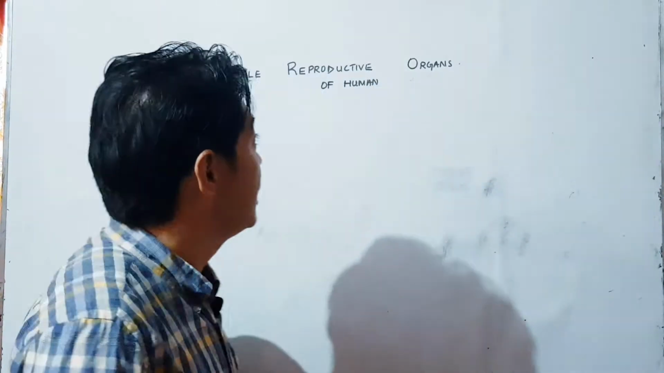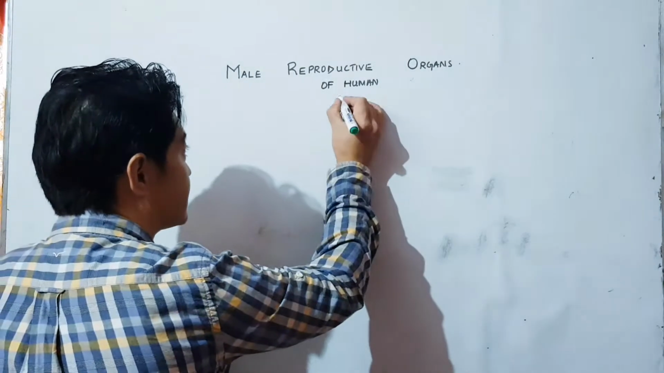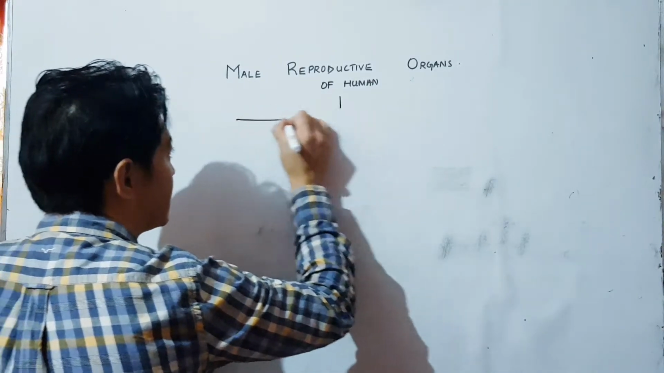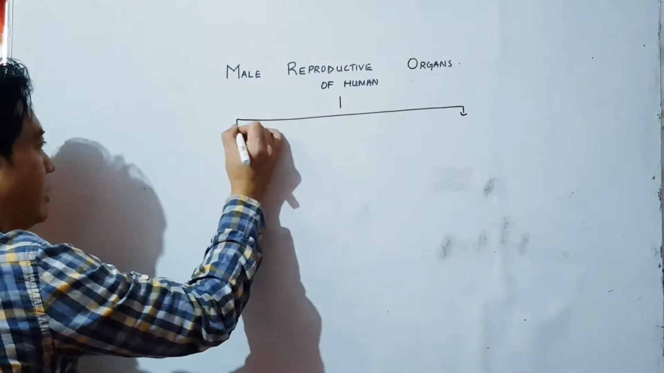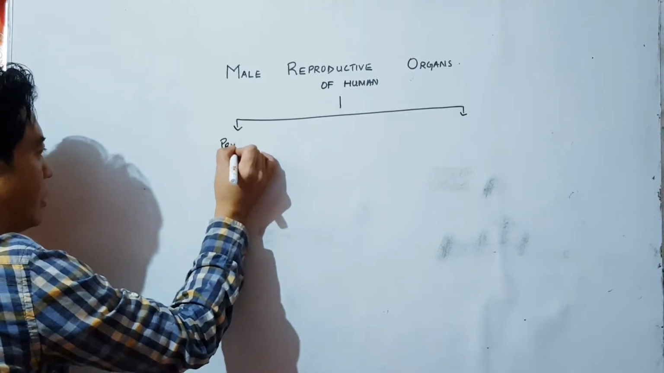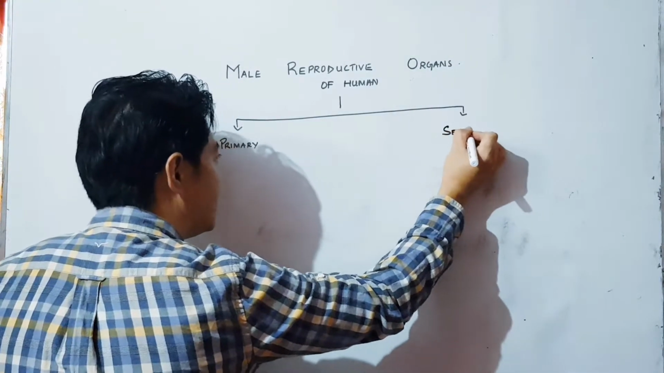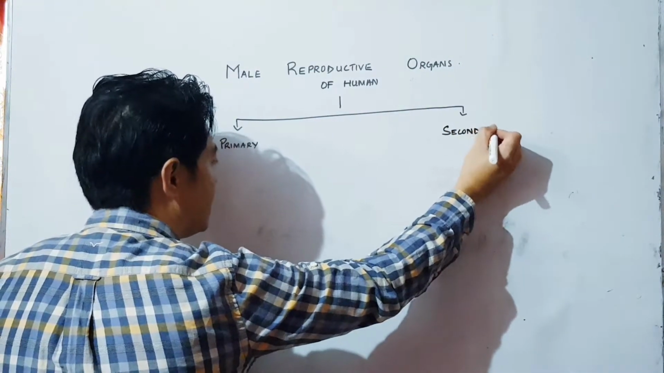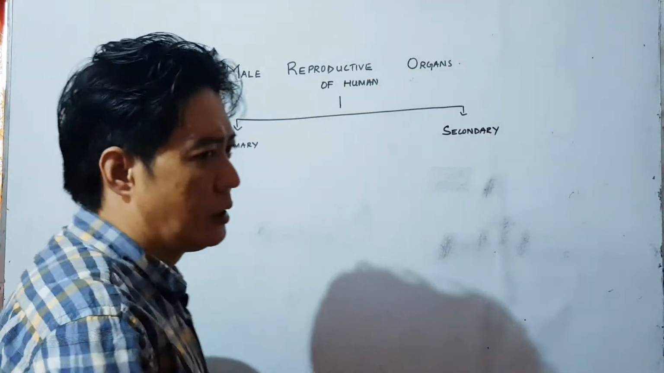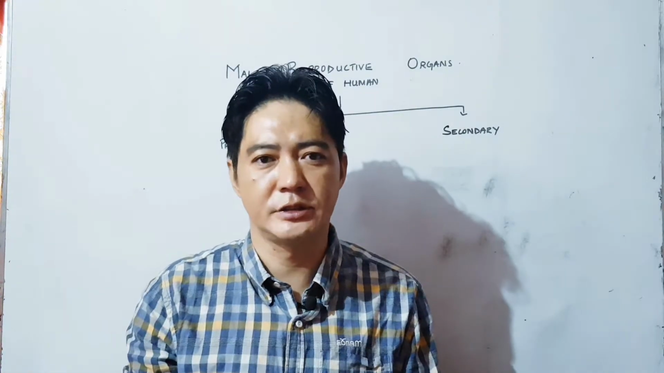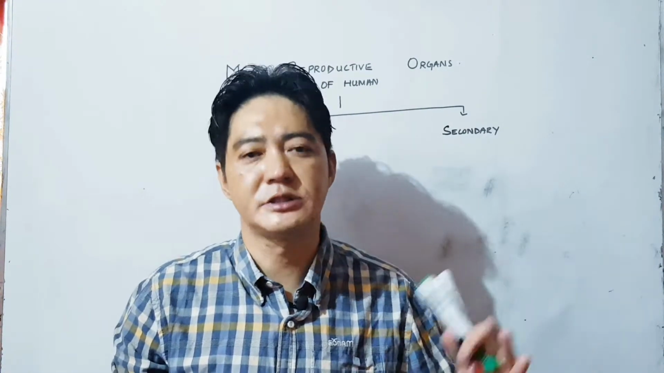So male reproductive organ of human, as well as female reproductive organ of human, can be divided into two parts, that is primary and secondary. So, reproductive organs of human are divided into two parts, that is primary and secondary.